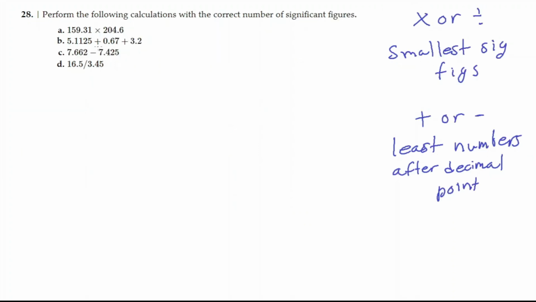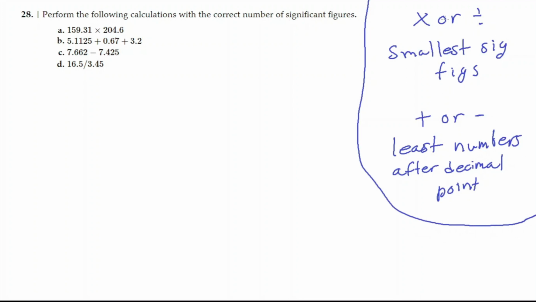Alright, so we're going to move on to 28 now, and 28 is dealing with some multiplication, addition, subtraction, division. So some things we haven't gone over yet are multiplying and dividing with sig figs and adding and subtracting between them. So these are two rules here.